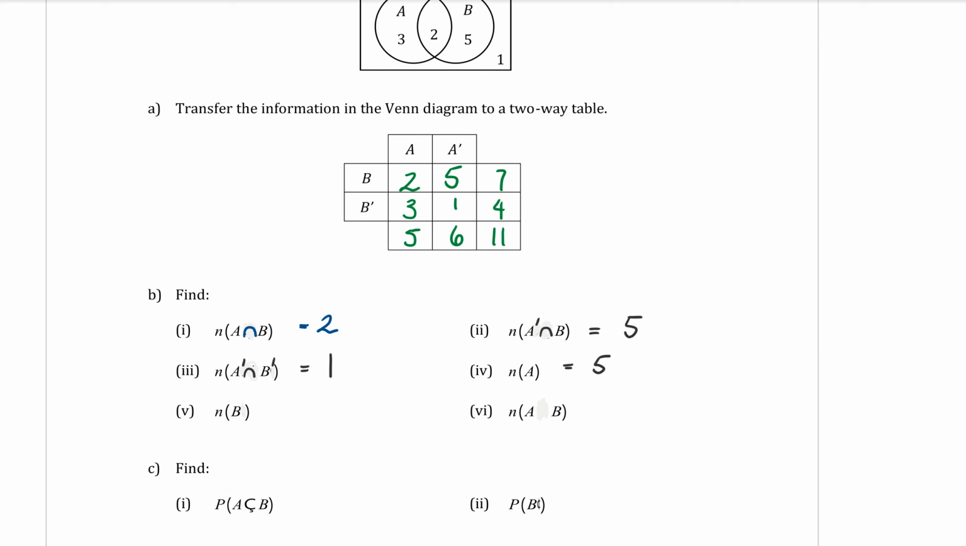Okay, part 5, number of elements in not B. It is 4. So if you go to not B here, it is 4. If you wanted to do it from your diagram up here, here is your B circle. So not B is everything outside of it, which is 3 plus 1 is 4. Yeah, it all makes perfect sense, doesn't it?